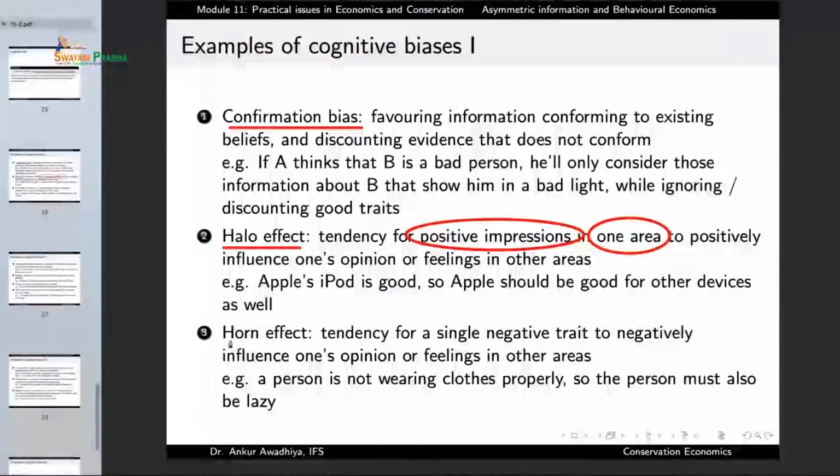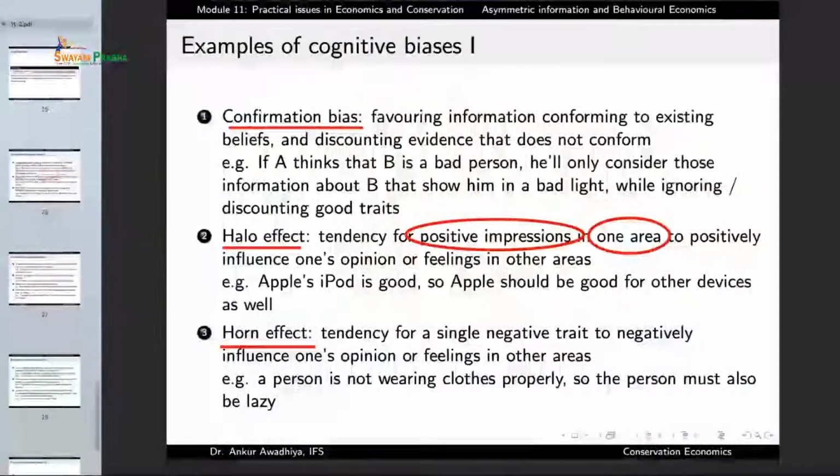Then the horn effect: the tendency for a single negative trait to negatively influence one's opinion or feelings in other areas. A person is not wearing clothes properly, so the person must also be lazy. Well, it is possible that this person is just coming out of a train after a very long journey, so this person is not looking very sharp. But that does not mean that this person is lazy. But what people do is they take one thing and apply the same feeling to every other trait.